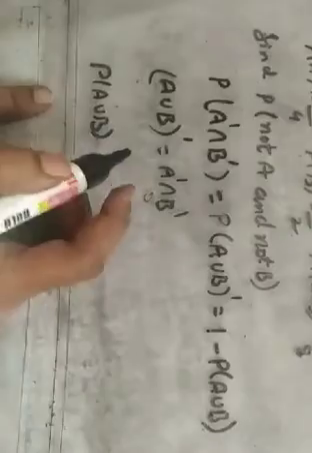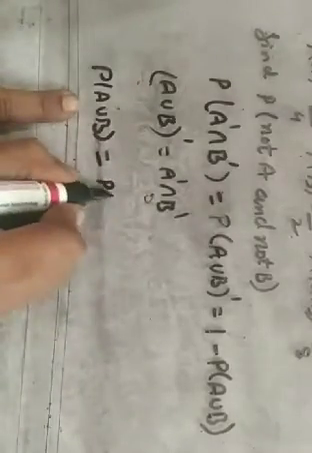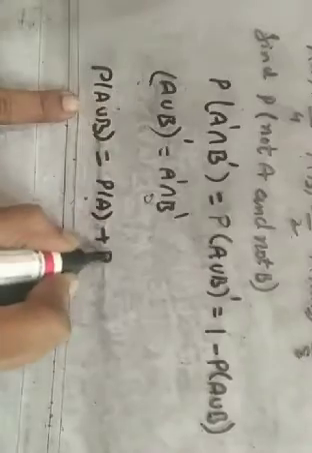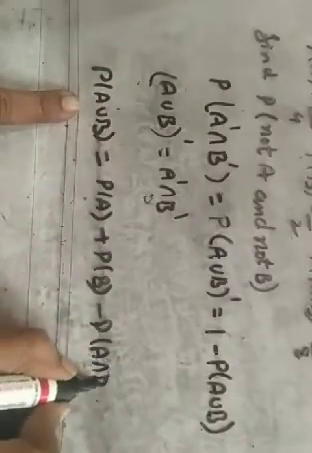So P of A union B is equal to P of A plus P of B minus P of A intersection B.